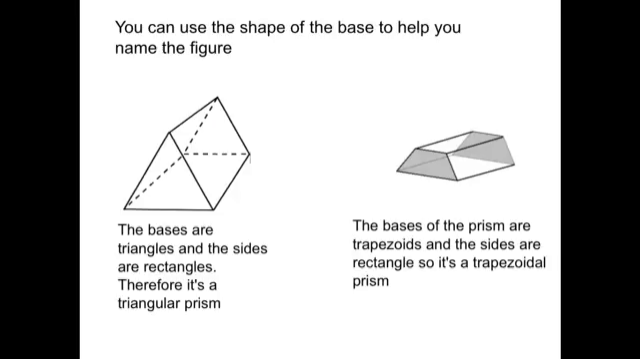You can use the shape of the base to help you name the figure. So let's look at this one first. The bases are triangles, as we can see right here, and the sides are rectangles. Therefore, it's a triangular prism. Now let's look at this shape. The bases of the prism are trapezoids, as we can see right here and right here. And the sides are rectangles, or parallelograms, as we can see here. So it's a trapezoidal prism.